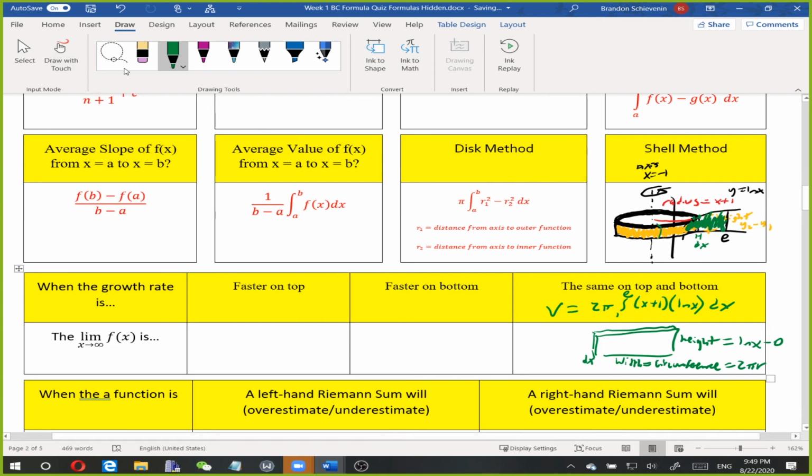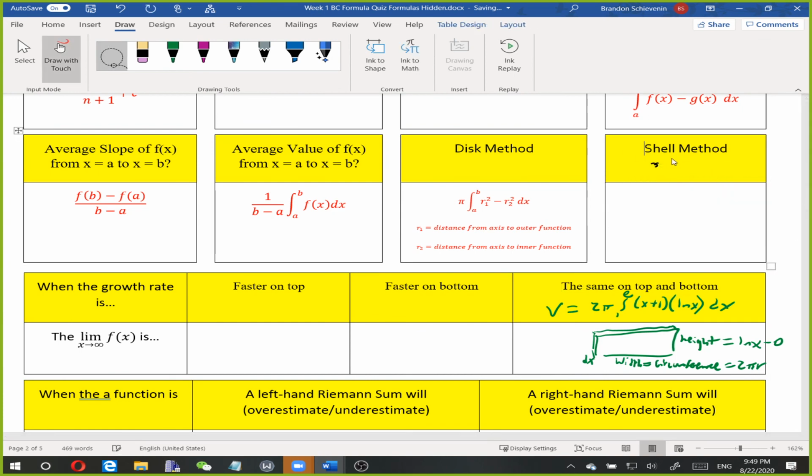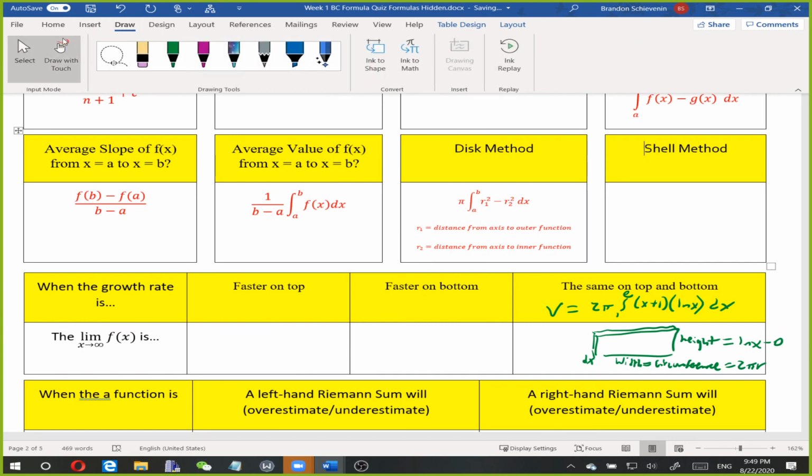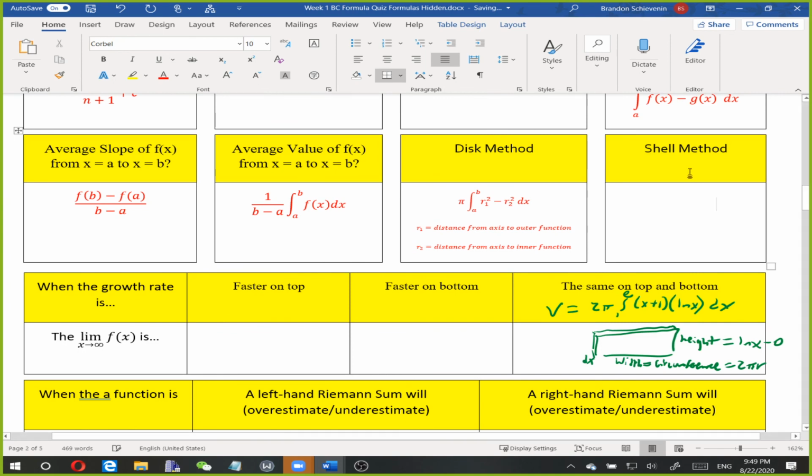Okay, so let me erase our picture and I'll give our formula again. So my volume should be equal to 2 pi times the integral from a to b of RHW.